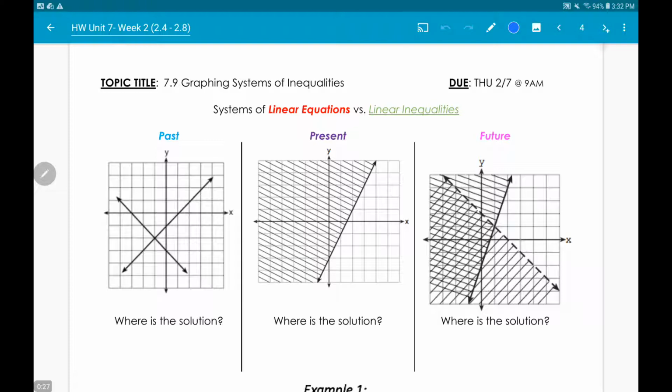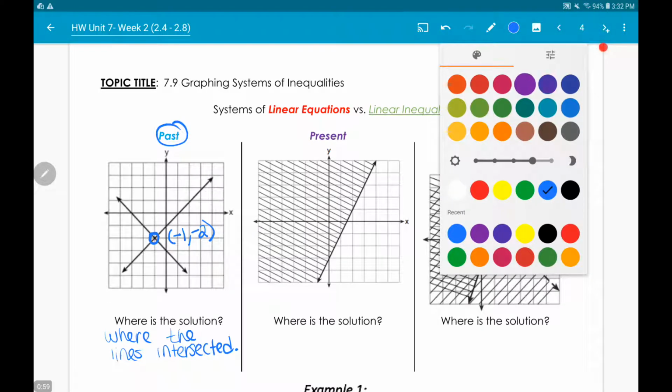So I want us to recap what we already know. So let's look at this past. All right, when we had something like this, what was the solution to my system? The solution was where the lines intersected. So for this specific system, my solution would be -1, -2. All right, now let's look at our present.